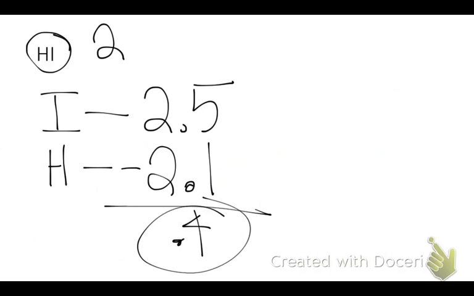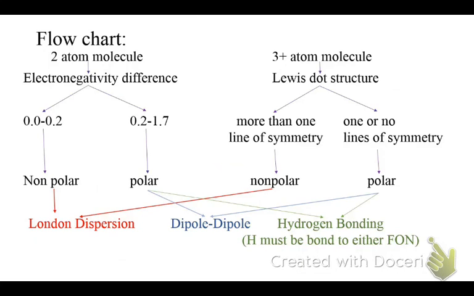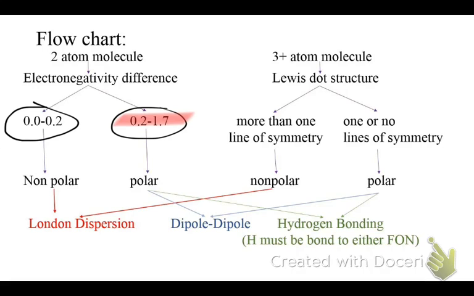Now 0.4, where does that lie on our spectrum? Remember, in my chart, I gave you 2 different ranges at least. From 0 to 0.2 or from 0.2 to 1.7. So who is our guy? Yeah, him. So that means that our molecule is what? Very good, polar. So if our molecule is polar, then what kind of intermolecular force are we going to be looking at? Very good. Again, dipole-dipole.